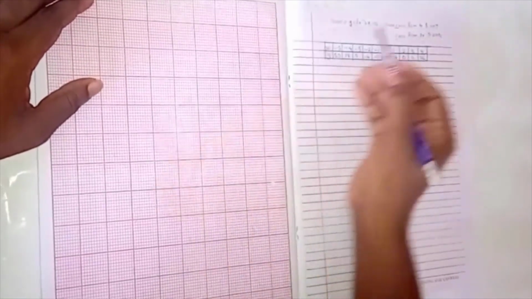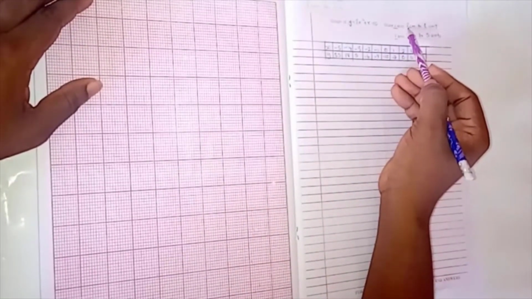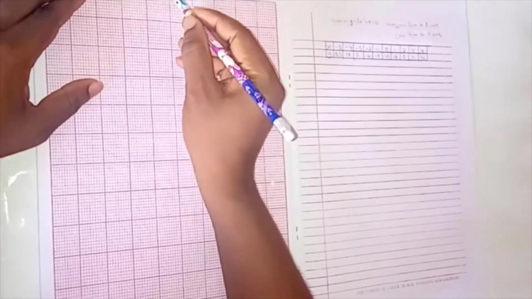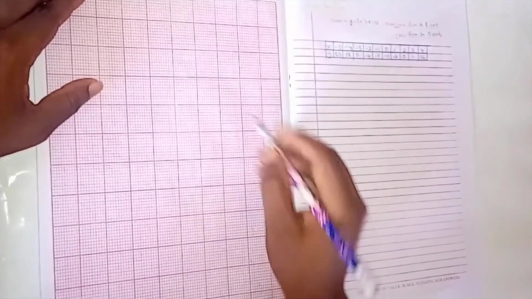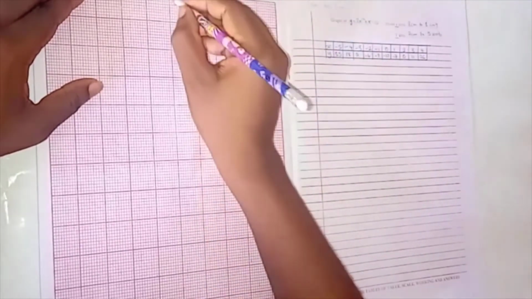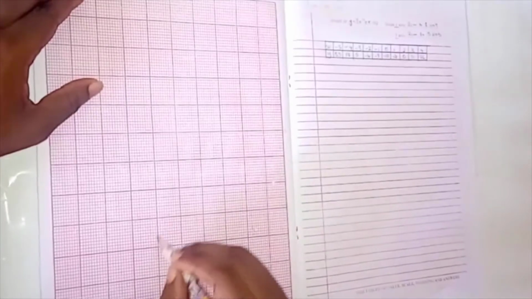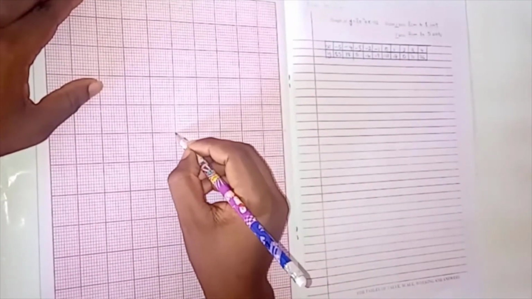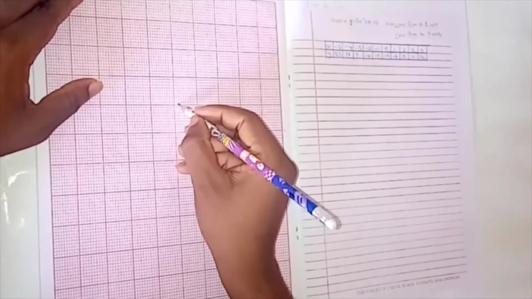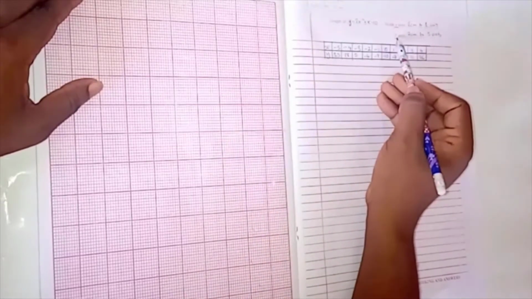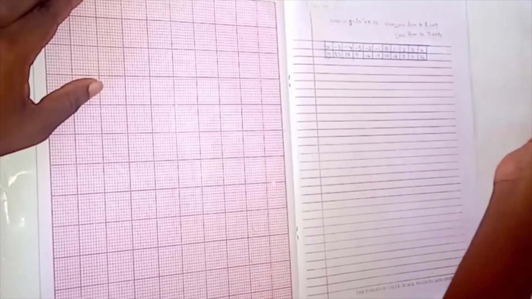So here, our question now says what? The first thing, on the x-axis, and remember, where is your y and x-axis? Your y-axis is this way, and your x-axis is this way. Your x-axis is always horizontal, while your y-axis is vertical. Make sure you know your y and your x-axis. So it says on the x-axis 2 centimeter to 1 unit. So it means that from here to here, which is 2 centimeter, we are going to have 1 unit. And it also says on the y-axis 2 centimeter to 5 units.